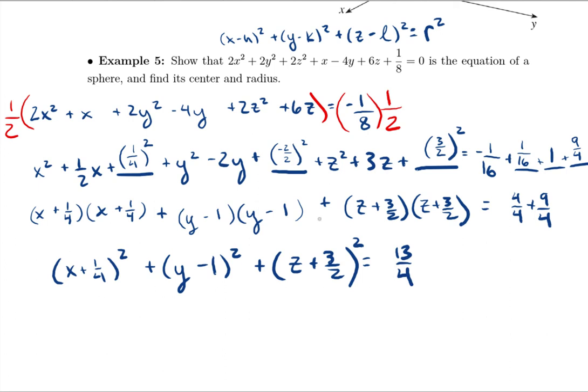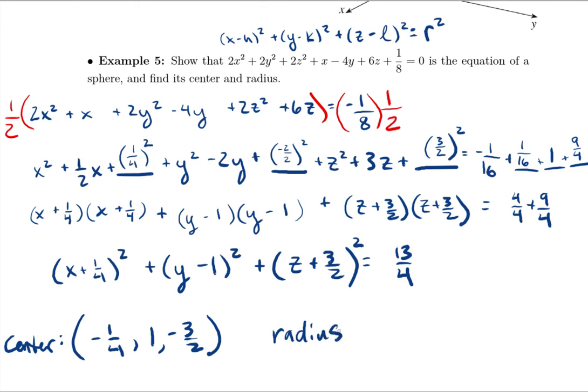So this is our proper form of a sphere, and I can see that my center is going to be negative a quarter, 1, negative 3 halves. But then my radius, be careful, the radius, right, is not this. This is the radius squared. So the radius is going to be the square root of 13/4, which is the square root of 13 over 2. So that's our radius.